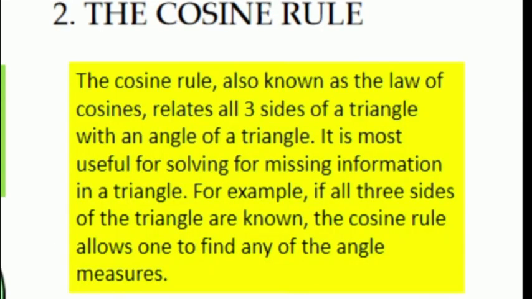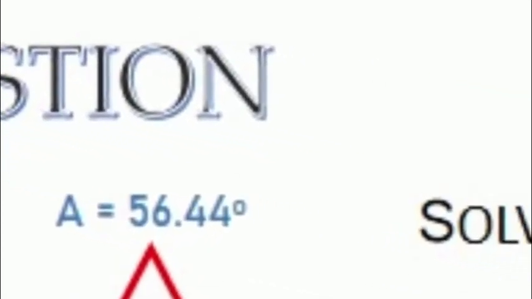The cosine rule, also known as the law of cosines, relates all three sides of a triangle with an angle of the triangle. It is most useful for solving for missing information in a triangle. For example, if all three sides of the triangle are known, the cosine rule allows one to find any of the angle measures. So let's see the question.